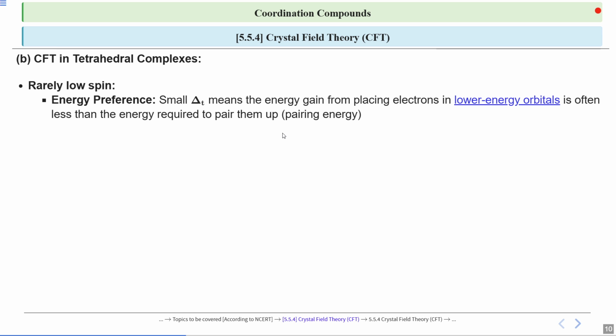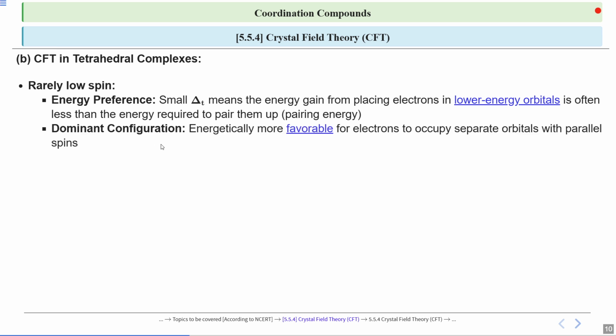So we are saying that if delta t is small, it means the energy we are gaining from placing the electrons in the lower energy orbital, which here is the E set, is going to be lesser than the pairing energy we require to pair them up. That causes the delta t value to be smaller. So this is the energy preference in the tetrahedral complexes case.